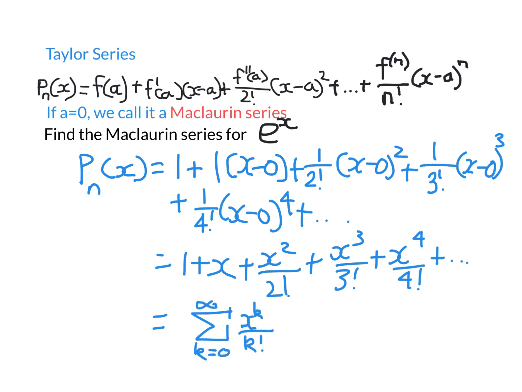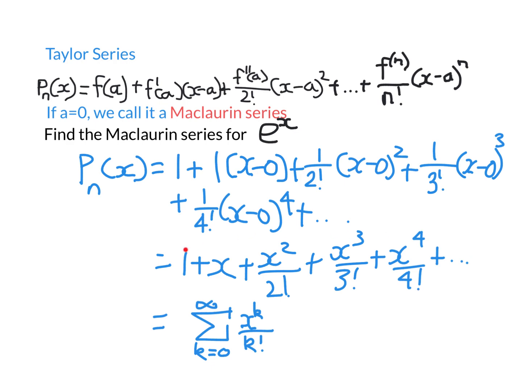So this just means you start at k equals 0. So first up we have x to the power of 0 over 0 factorial. Note 0 factorial is 1, that's how you got the 1. The next term would be if k equals 1, so it would be x to the power of 1 on 1 factorial, which gives us that. Then if k equals 2, x to the power of 2 on 2 factorial, and so on. This means you sum them all up, and you can go forever and ever.